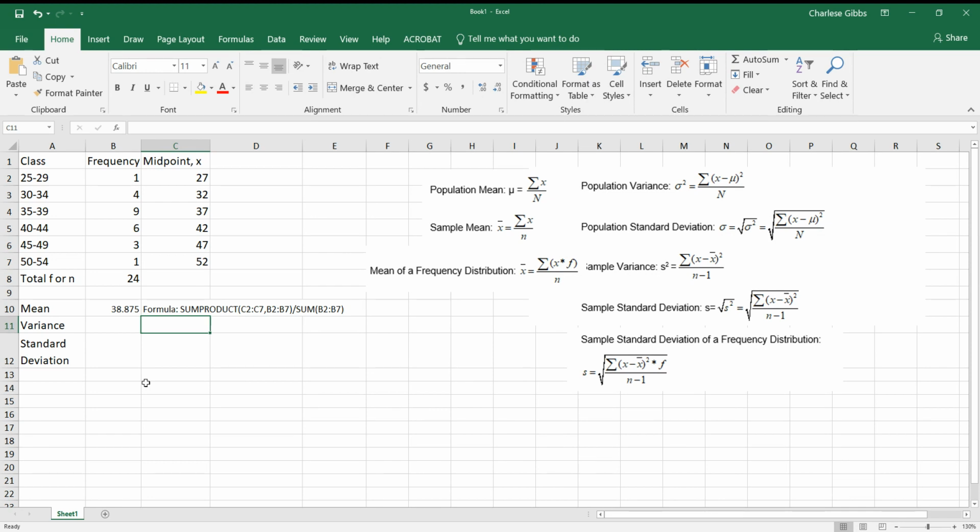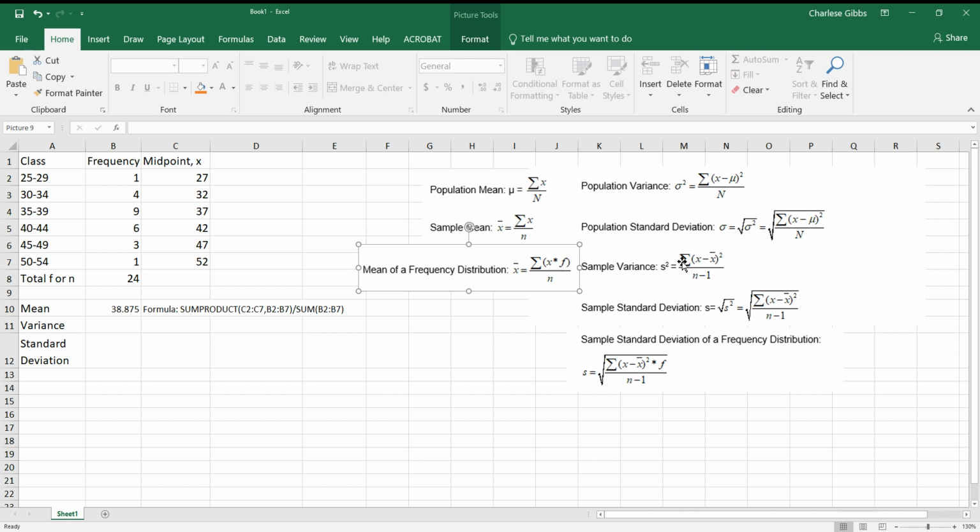Okay, let me pause, give you a minute to pause the screen if you need to, because next we are going to find our variance so that we can get our standard deviation. Notice how the variance is here, which is the same formula as our sample standard deviation, but we need our frequency in the middle. So let's find our variance first.